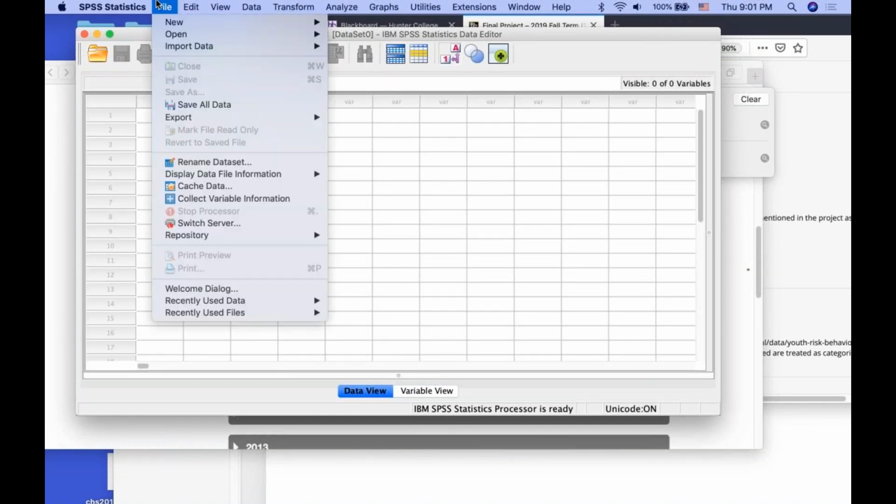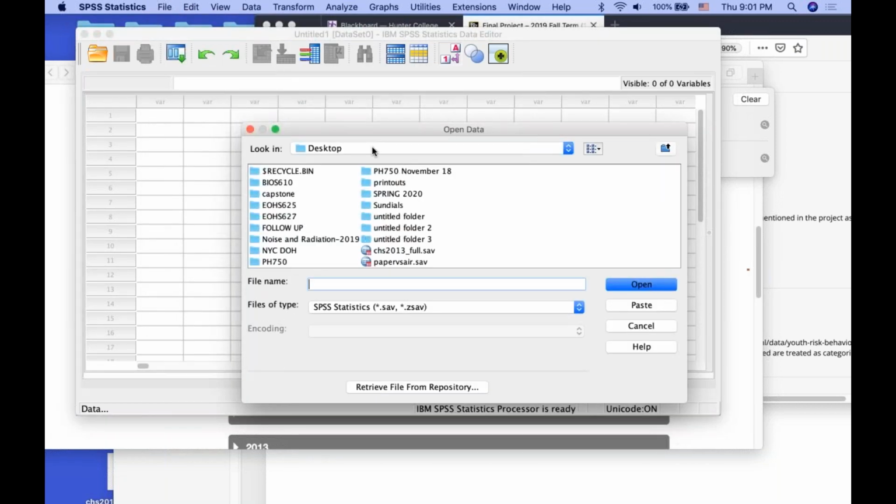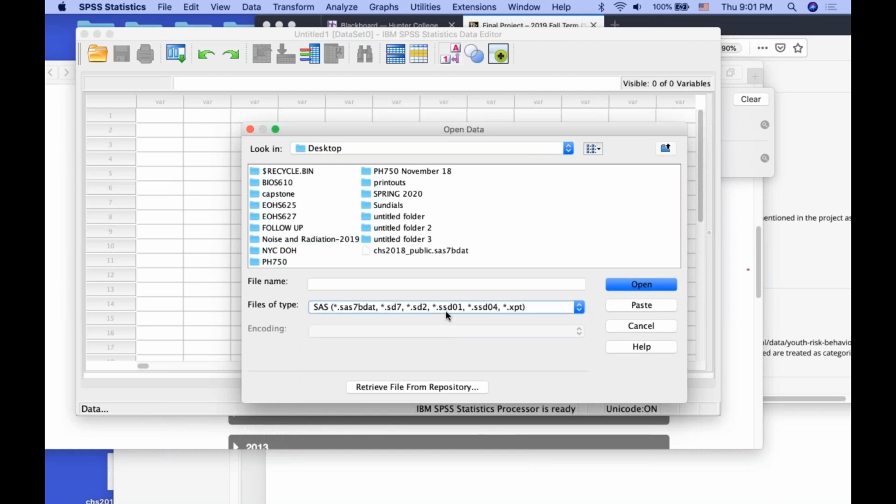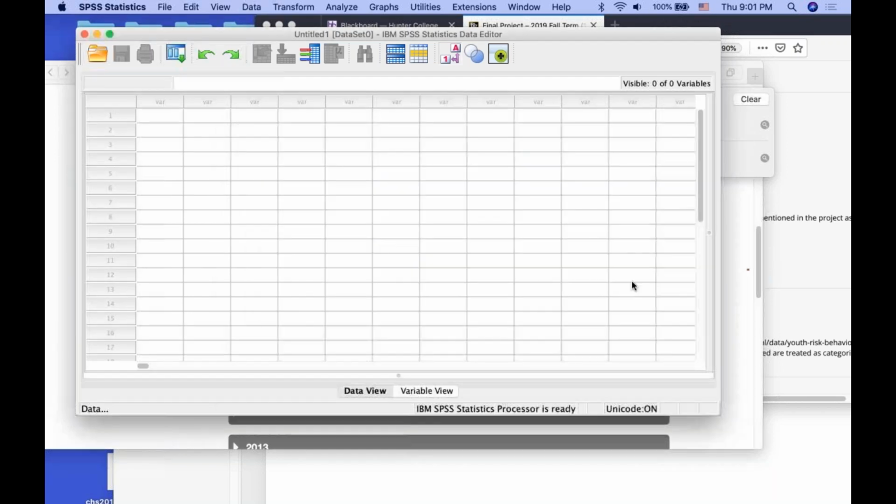I am going to say open data, and I'm going to navigate to my desktop, and I'm looking for the Community Health Survey for 2018. I don't see it. Anybody know why I don't see it? It's not a .sav file. I got to change that to SAS files. Yeah, or all files. Either one will work. And there it is, right there. So I'm going to click that and say open.